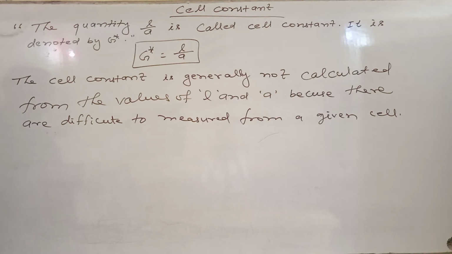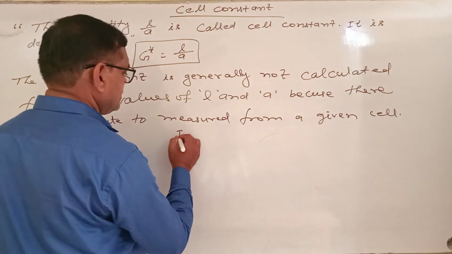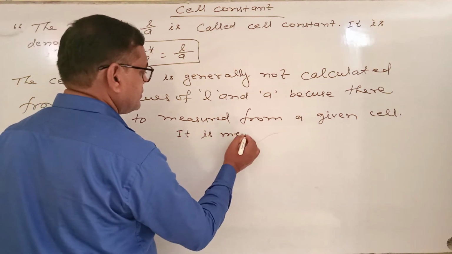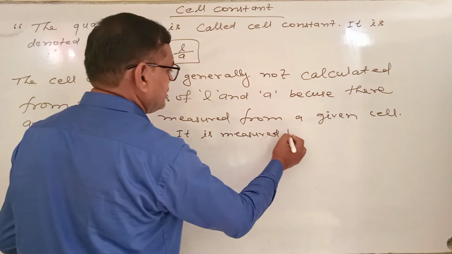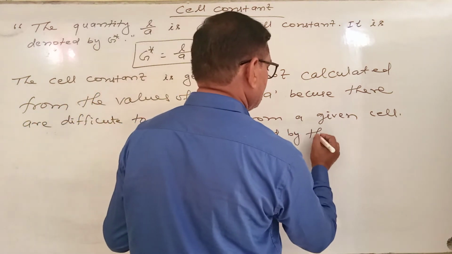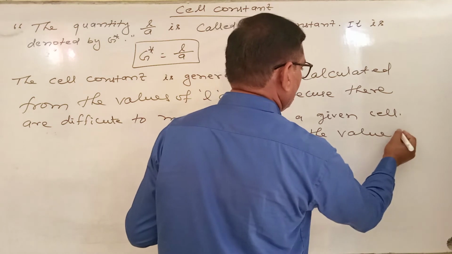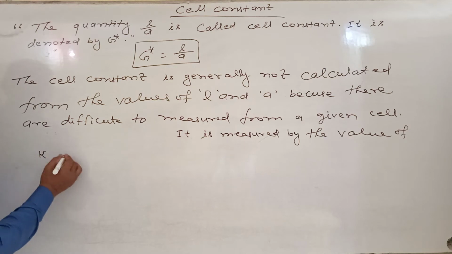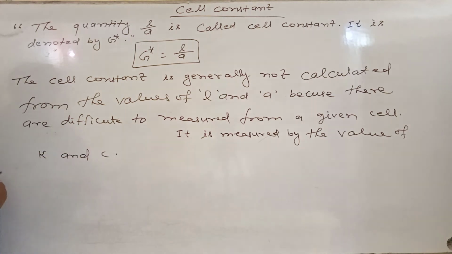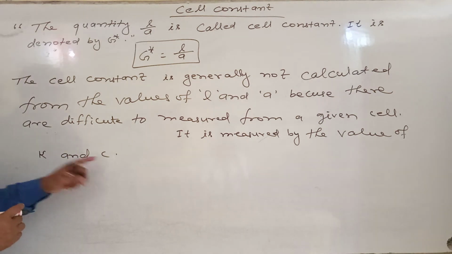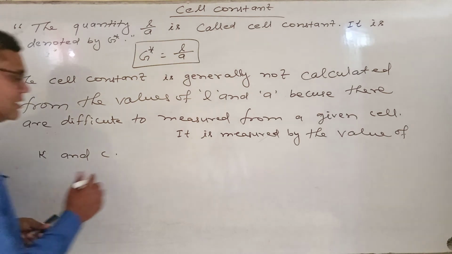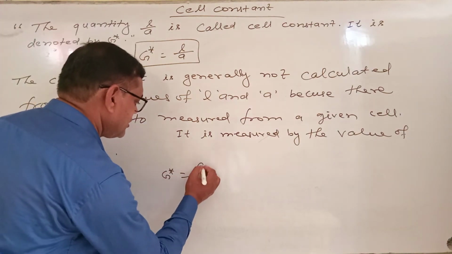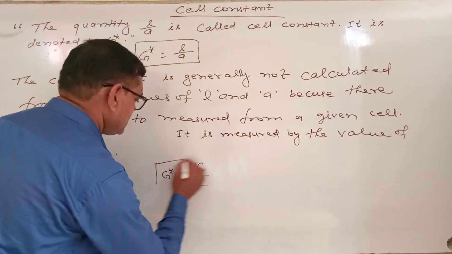So now again we write, it is measured by the value of kappa and C. Kappa is called specific conductance and C is called conductivity. Here we write the formula: G star is equal to kappa upon C.